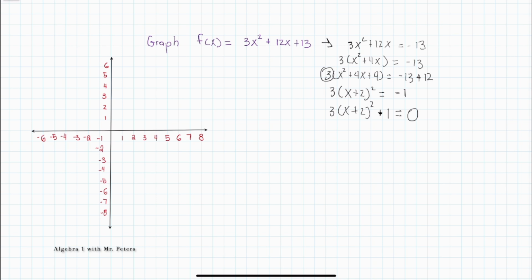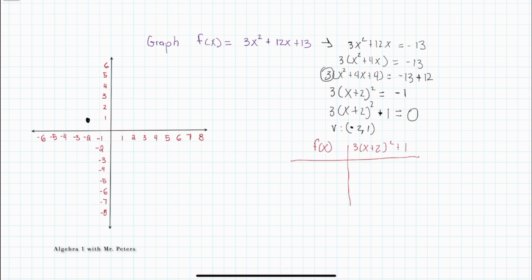Now when we look at the graph, we should know that our vertex is going to be at negative 2, 1. So when I go over to my graph, this is where my vertex should be. Now, when we're trying to find other points, we cannot just use a regular transformation for the other points. We're going to have to use a table. So when we set this table up, this is what we should have.